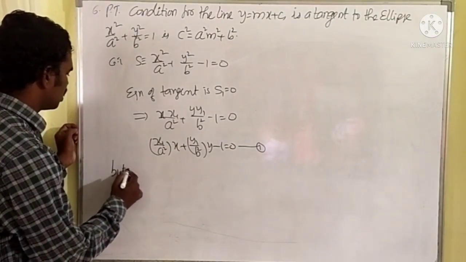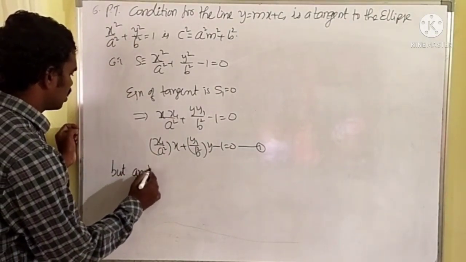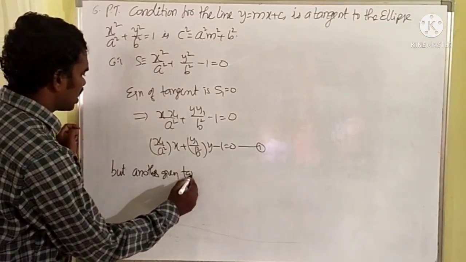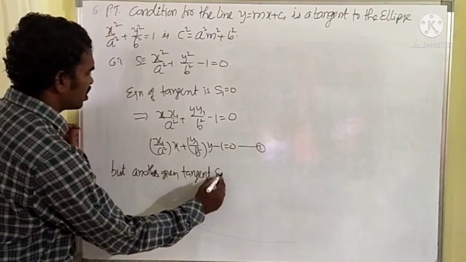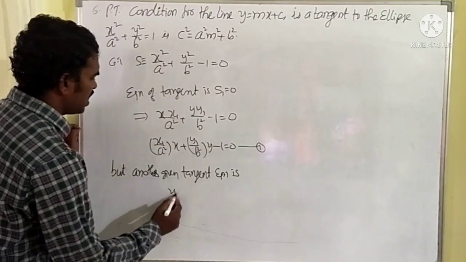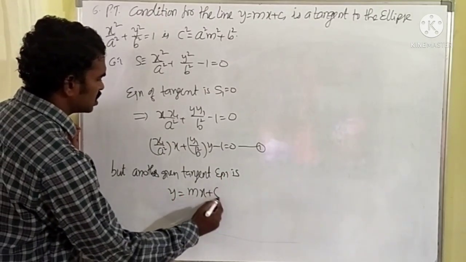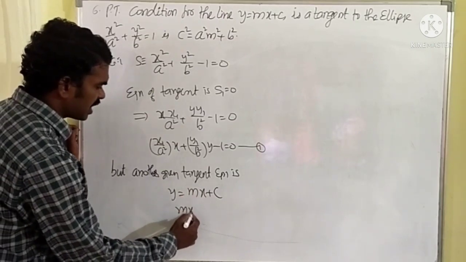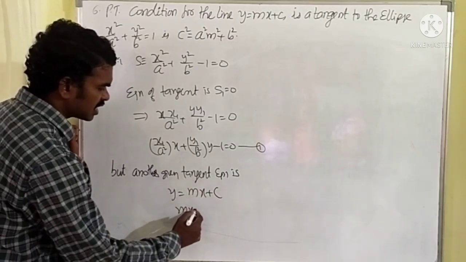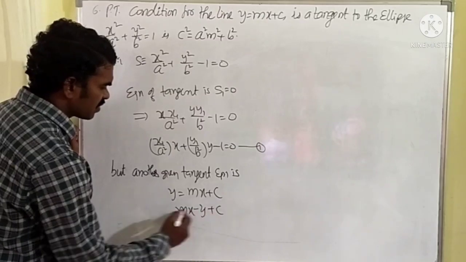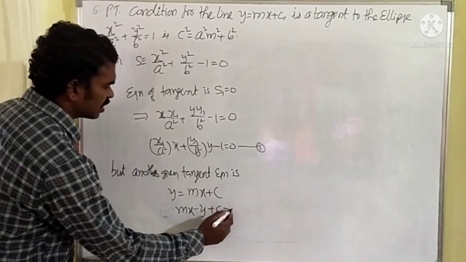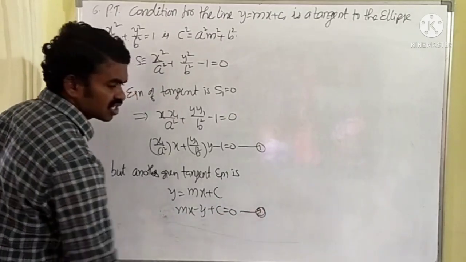The other given tangent equation is y = mx + c. So I am just rewriting it in order: mx I am writing as it is, y sent to the right side, so mx − y + c, and the left side is equal to 0. I am taking this as equation 2.